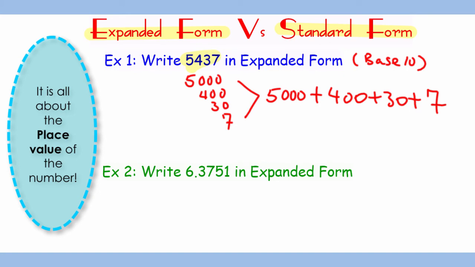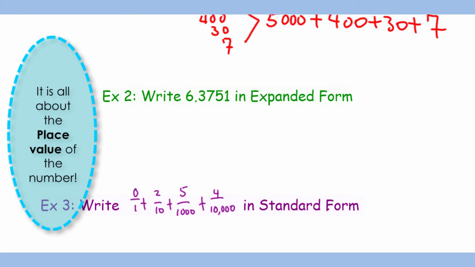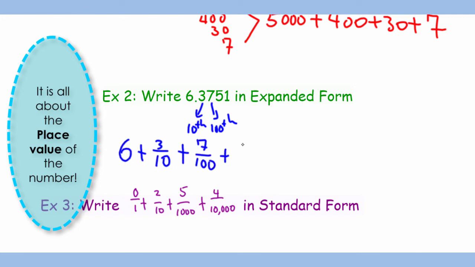In the next one, which is a decimal number, how do you write this in expanded form? You need to first understand the place value of each number, which the 3 is in the tenth place, this is the hundredth, and so on. So to write this, you have a 6 as a whole number, plus 3/10, which is the place value of the 3, plus 7/100, again the place value of that number, plus 5/1,000, and 1/10,000. So when you're working with decimals, as you can see, you basically just write a number according to the decimal place value of each number.